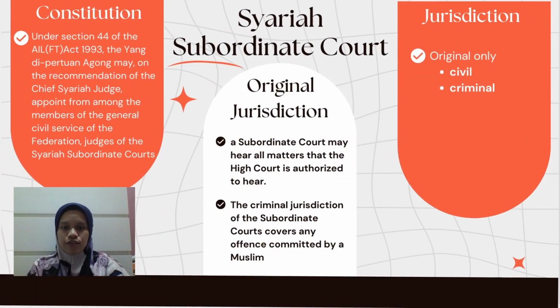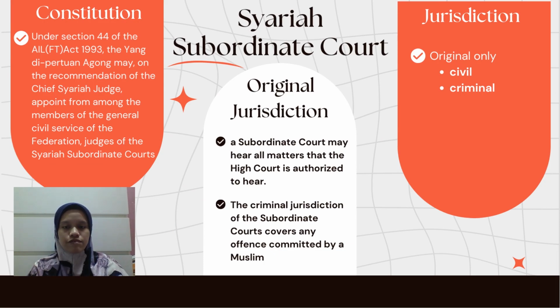And lastly, for the Sharia Subordinate Court, under Section 44 of the Administration of Islamic Law Federal Territories Act 1993, the Yang di-Pertuan Agong may, on the recommendation of the Chief Sharia Judge, appoint from among the members of the General Civil Service of the Federation judges of Sharia Subordinate Courts. For the jurisdiction, it only has original jurisdiction, which is civil and criminal. For the civil, in its jurisdiction, a subordinate Sharia court may hear all matters that the Sharia High Court is authorized to hear.